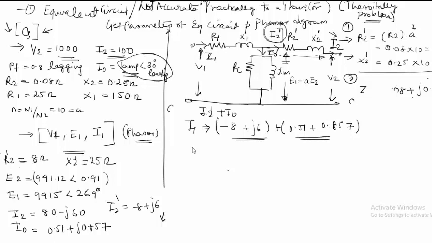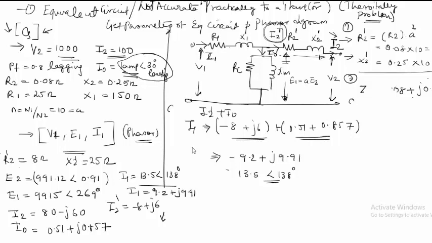When I am computing this, I will find my I1 close to a value of minus 9.2 plus j9.91, which is equal to 13.5 at 138 degrees in polar coordinates. So my I1 is equal to 13.5 making 138 degrees. The next step is finding my value of V1. So my value of V1 will be equal to minus E1 plus I1 Z1.